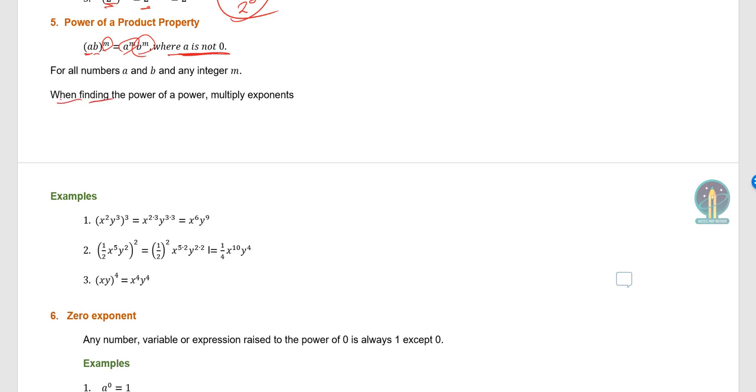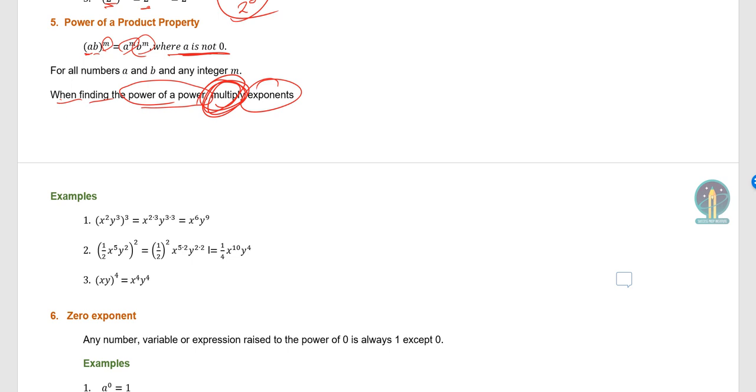So when finding the power of a power, multiply exponents. Okay, let's look at some examples of this law.